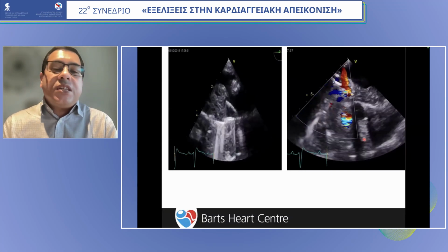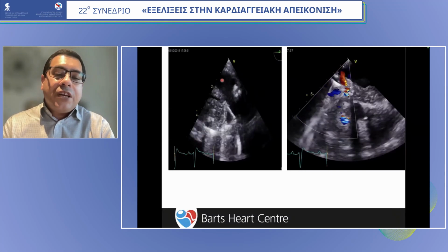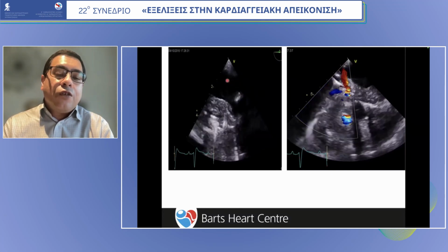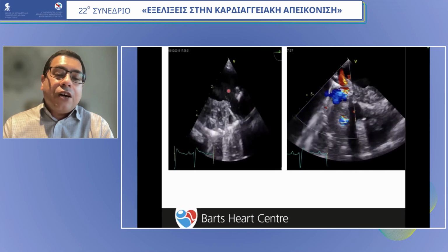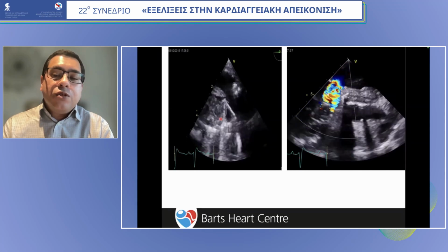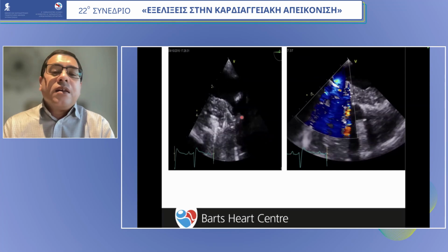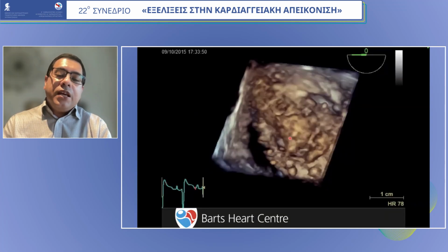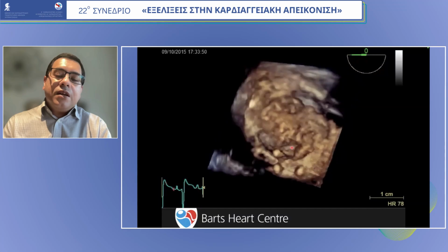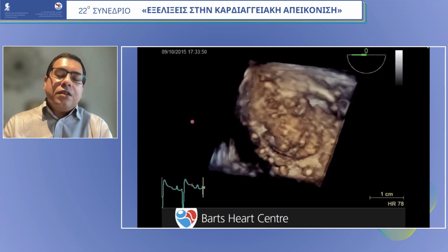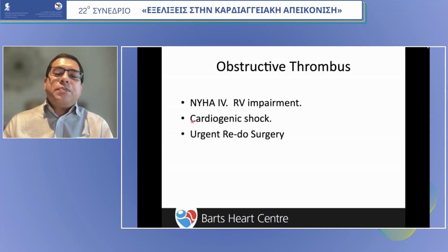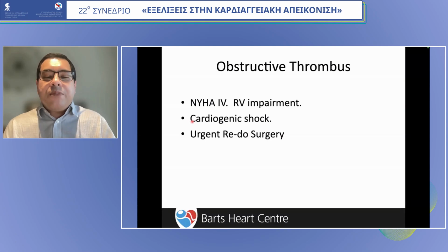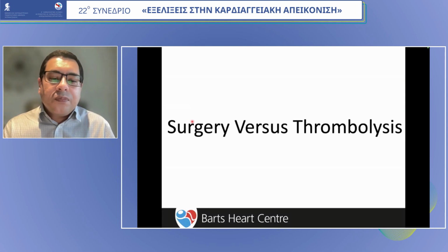Here's the TOE, and we can see actually there's clot in the whole of the left atrium. This is enormous clot filling the whole of the left atrium, going in and out of the valve, and one disc is completely occluded. We see the 3D, and here we can see the clot in the left atrium going in and out of the valve disc. So this is a very large thrombus. So this patient's NYHA 4 with RV impairment. In this case, cardiogenic shock, and they have urgent redo surgery.